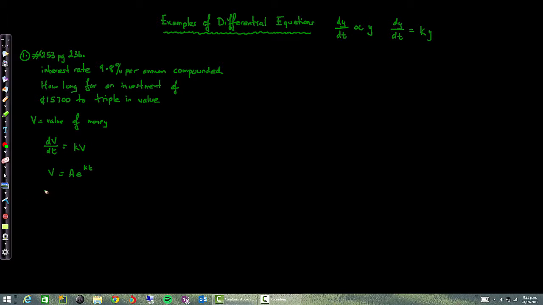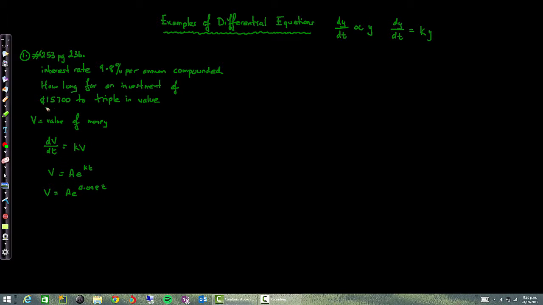Alright, so I can put that into our equation, and you put it in as a decimal number. So 9.8% is 0.098. Now before we can find out how long it's going to take to triple the value, we need to find out what this constant a is.